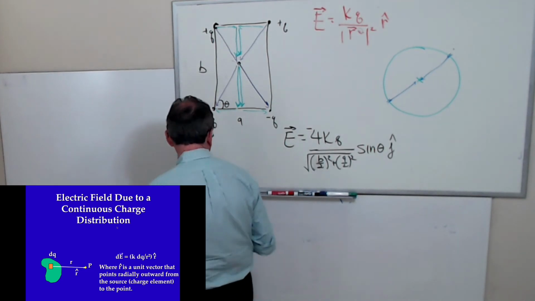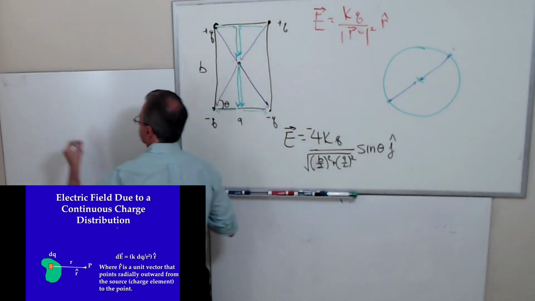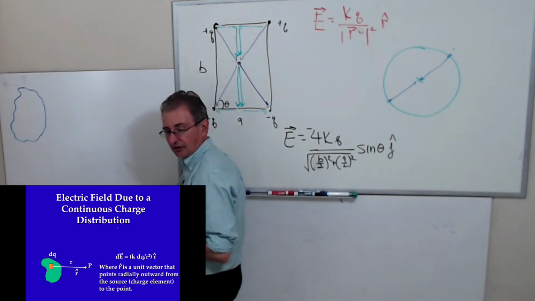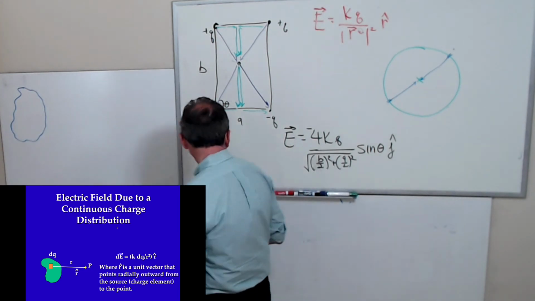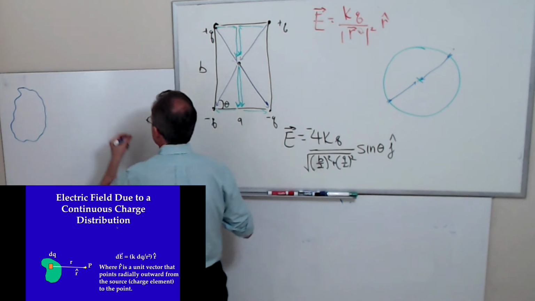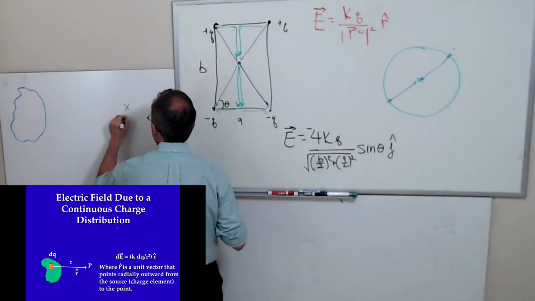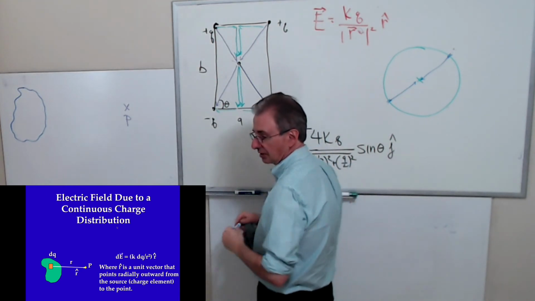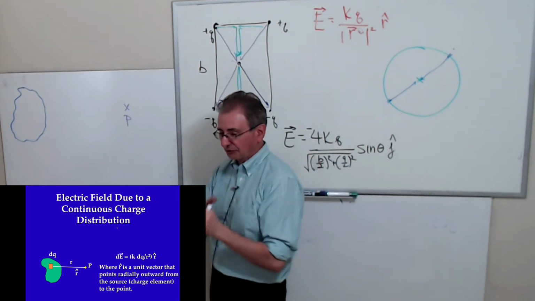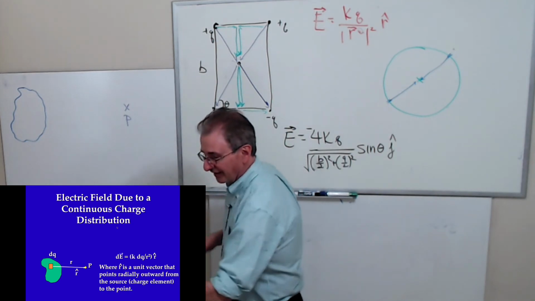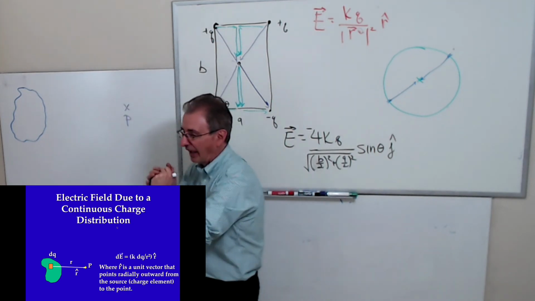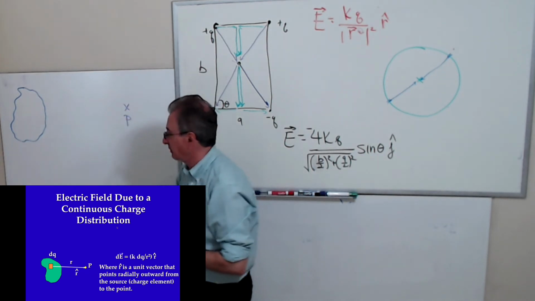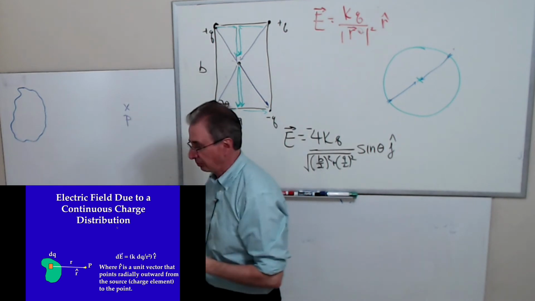So suppose I have some arbitrary distribution of charge in space, and I want to find the field. I want to determine the field at this point P. I'm going to put an X there because if I put a dot there, everybody thinks it's a charge. There's no charge here. I have an electric field meter, and I bring it to this point, and I want to see what the meter is going to say. It's the same thing as calculating what the field is going to be at point P.